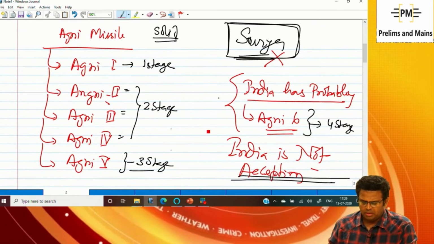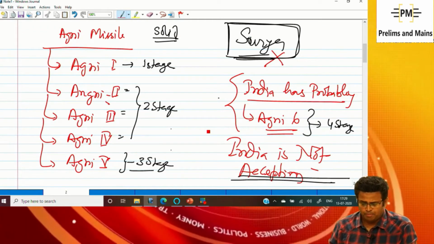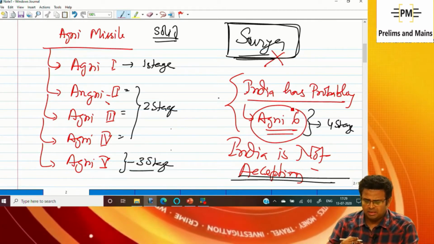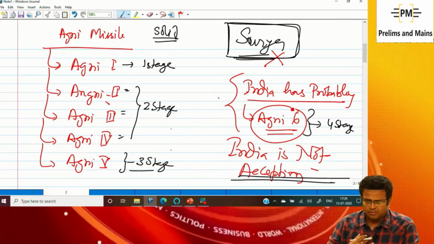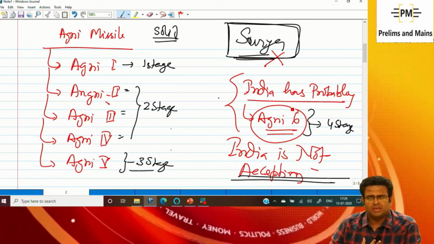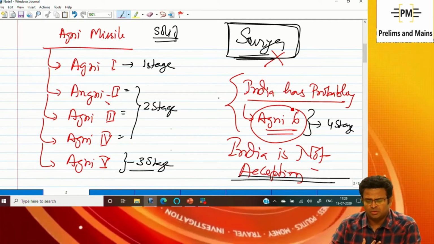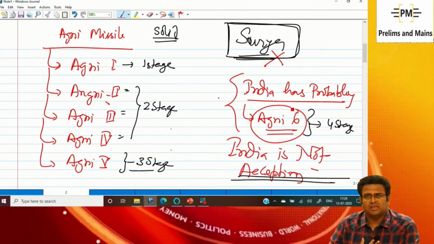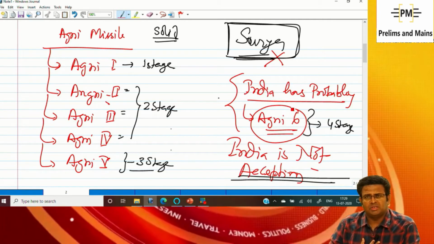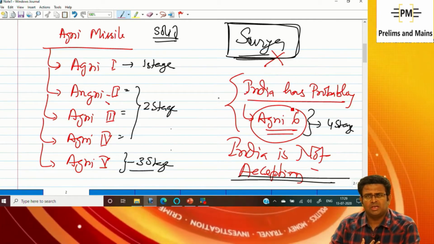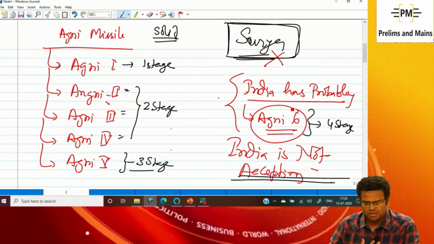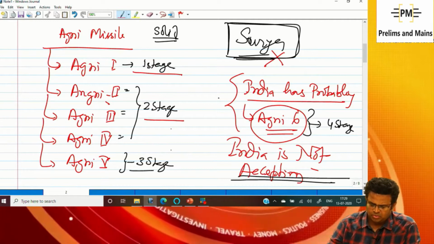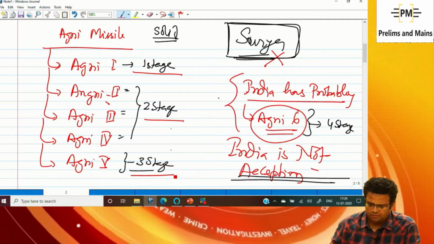First we are dealing with the Agni missile: Agni 1, 2, 3, 4, 5, and probably India has Agni 6 also. As far as we understand, India has Agni 6 and Surya missile technology also. But India deliberately does not show the world; we will see later on that even after having Agni 6 and Surya technology, India is not showing that it has this. You will slowly understand. So one stage is Agni 1, two stage is Agni 2, 3, 4, and a three stage rocket is Agni 5.